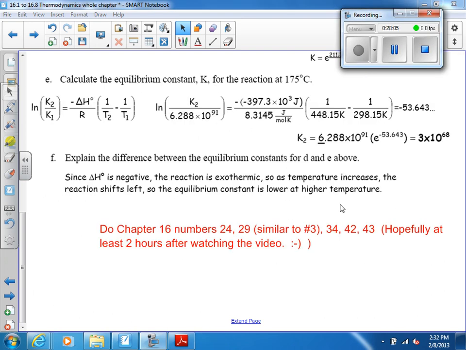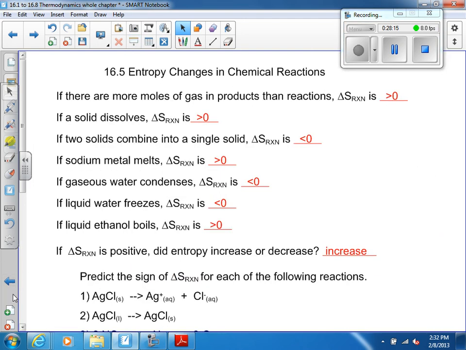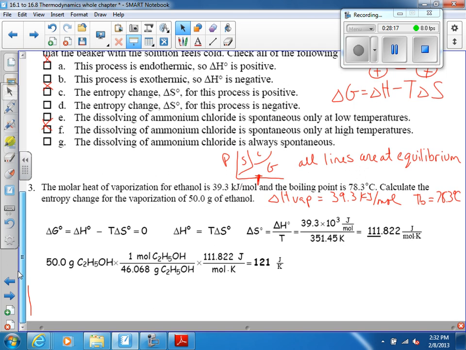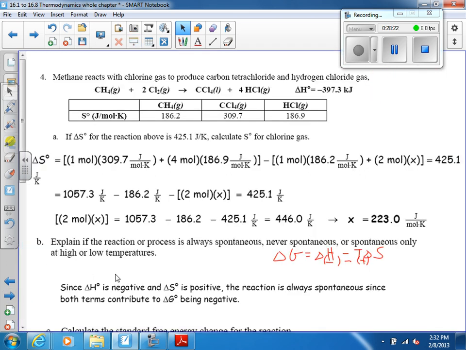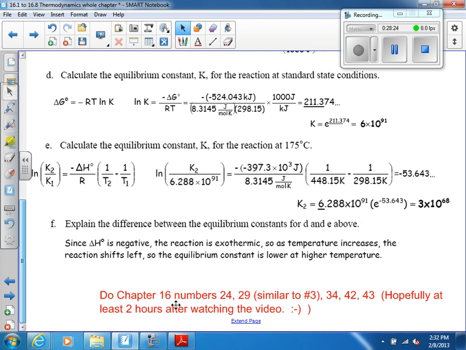And just make sure you do problems 1, 2, 3, 4, 5. These are not mathematical problems. There's only one. This number 29 is very similar to number 3. It's very similar to this one right here. So there's a little bit of math in these problems. Most of them are conceptual, just thinking about entropy going up or down, and delta G equals delta H minus T delta S. Okay, that's all, folks.